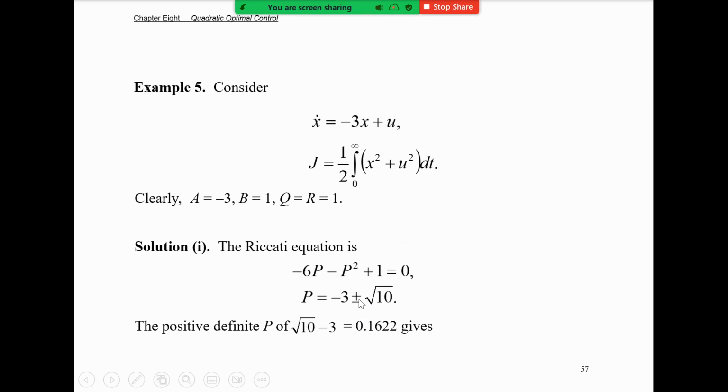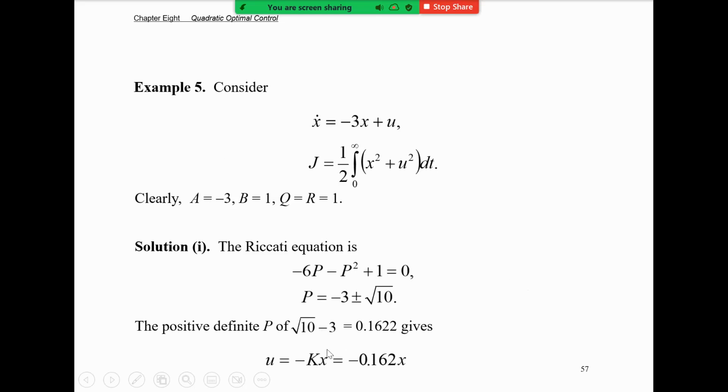One is positive, the other one will be negative. The positive one is square root of 10 minus 3. So don't worry, you always have a positive solution, okay? It's guaranteed. It will not happen that you end up with two positive solutions or two negative solutions. It will never happen. You will have only one solution that satisfies this Riccati equation. So therefore, you solve this quadratic equation, you get this P.